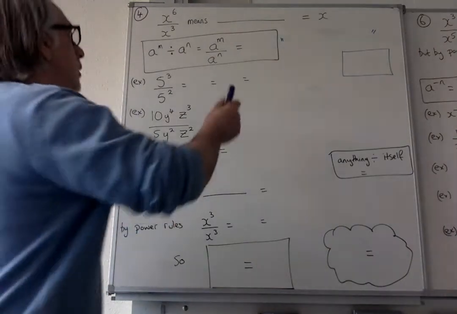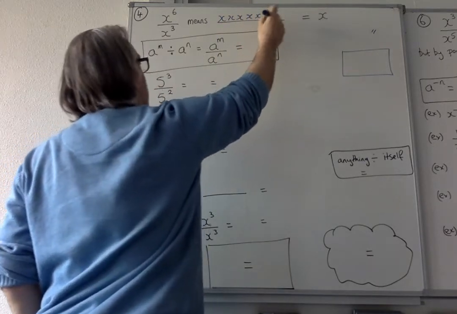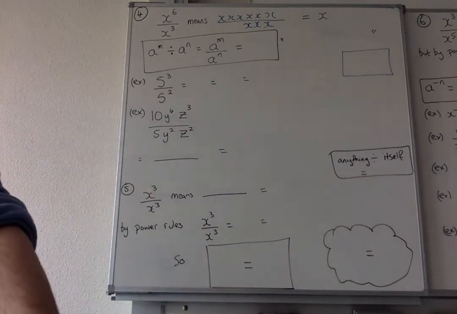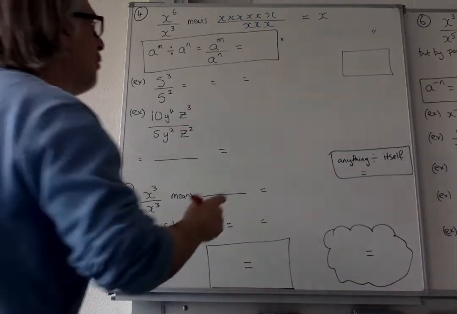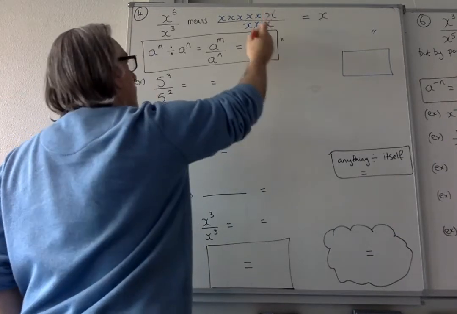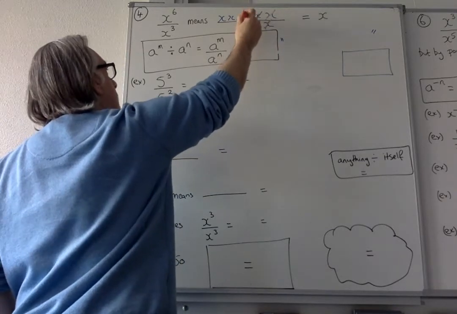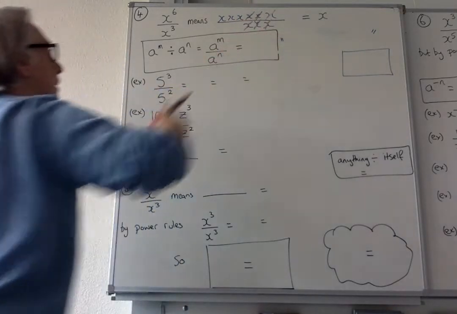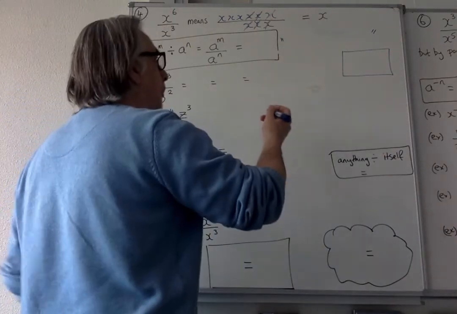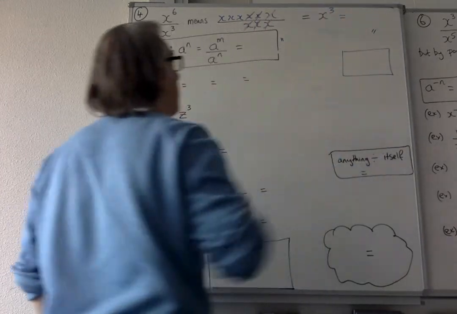Okay, so what you should have done is gone x and x and x and x and x and x, and underneath is x and x and x. So we've got six x's at the top and three x's at the bottom. Now if we do this, x divided by x becomes 1. X divided by x becomes 1. X divided by x becomes 1. We are left with no x's at the bottom, and we are left with three x's at the top. So what you'll end up with is x to the 3, okay?